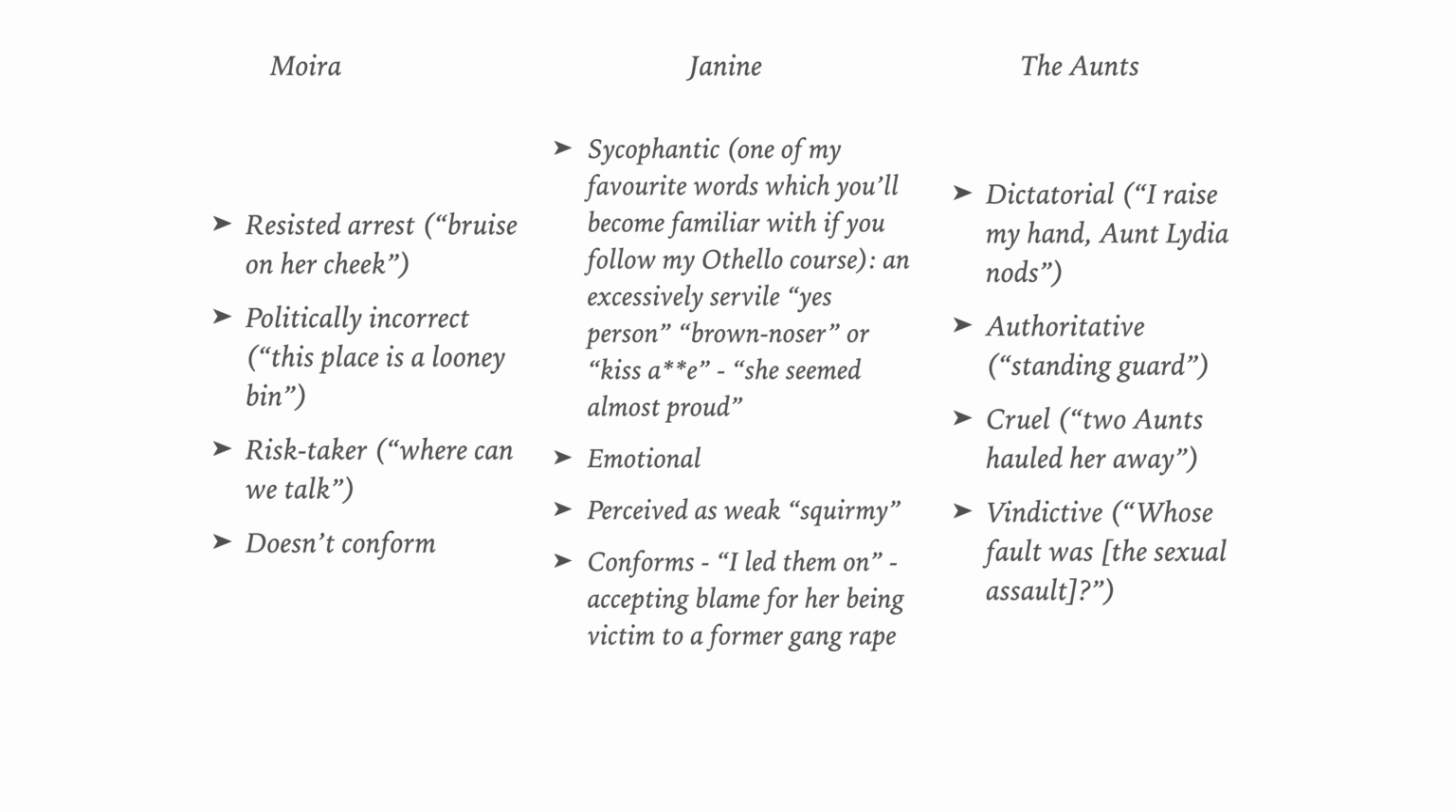Moira has resisted arrest. She has a bruise on her cheek. She's politically incorrect. This place is a loony bin. She's a risk taker. Where can we talk? She does not conform. Janine, on the other hand, seems quite sycophantic.